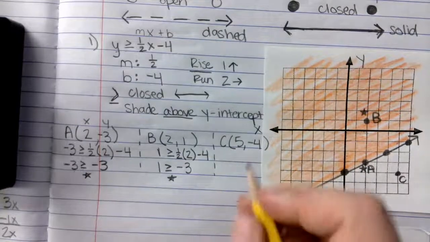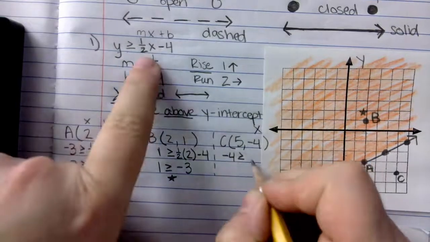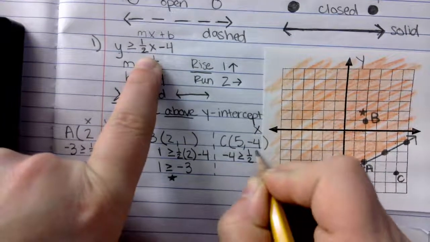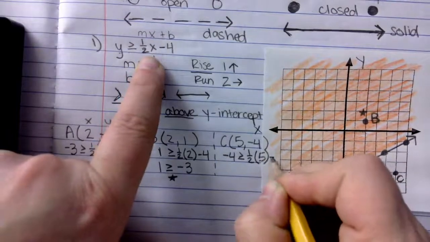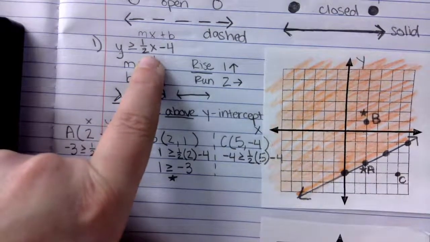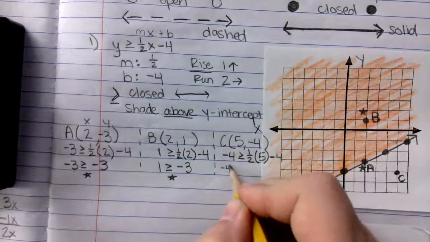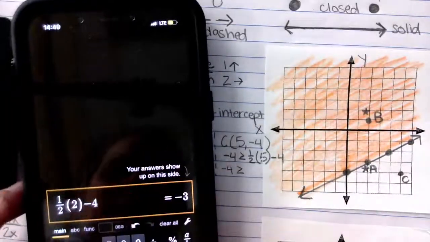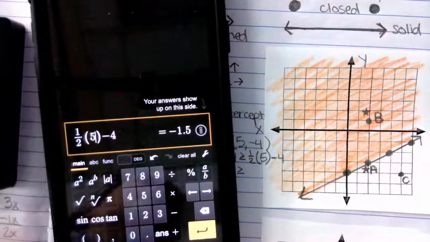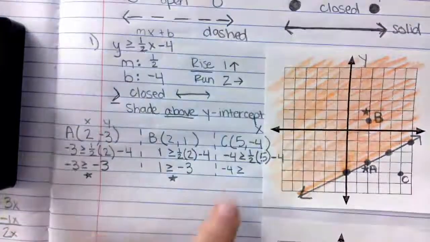So negative 4 is greater than or equal to 1/2 times 5 minus 4. We get negative 1.5, or negative 1.5, however you want to think of that. I'm going to think of it as a decimal. Is negative 4 a bigger number than negative 1.5?